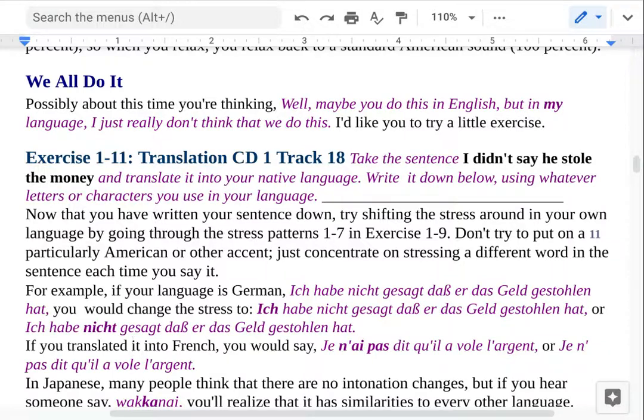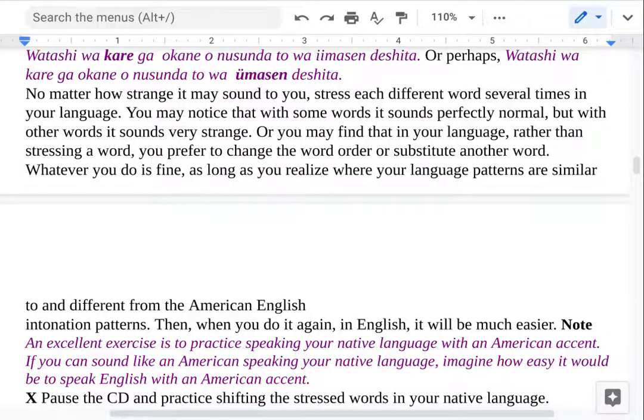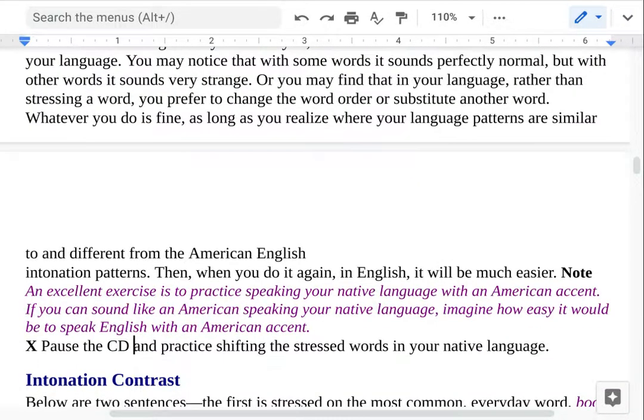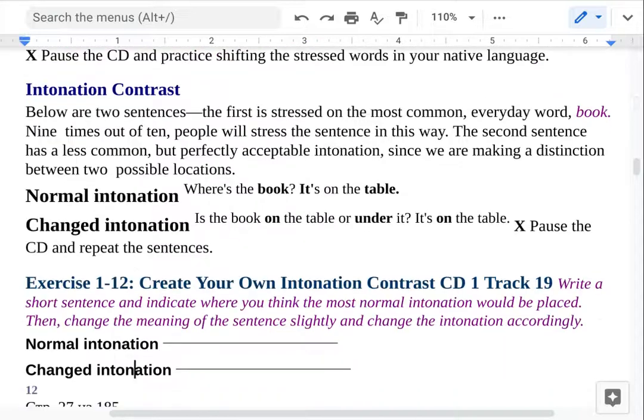Intonation contrast. Below are two sentences. The first is stressed on the most common everyday word, book. 9 times out of 10, people will stress the sentence in this way. The second sentence has a less common but perfectly acceptable intonation since we're making a distinction between two possible locations.